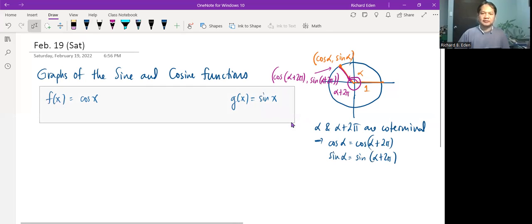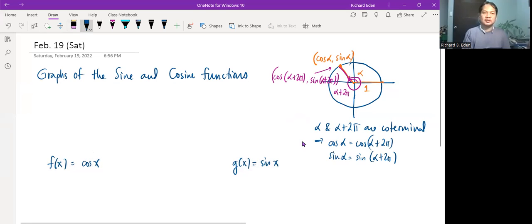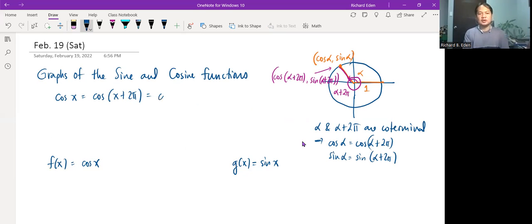Okay. So before graphing, let me point out that really what's going on is that cosine of x equals the cosine of x plus 2 pi, equals cosine of, if we add another 2 pi, so we get x plus 4 pi, the cosine would be the same. In fact, we could add any multiple of 2 pi, so you'd have cosine of x plus 8 pi, pareho pa din when you take the cosine. Or, well, if you subtracted multiples of 2 pi, so cosine of x minus 20 pi, pareho pa din ang magiging value when you evaluate at the cosine function. Same with the sine function.